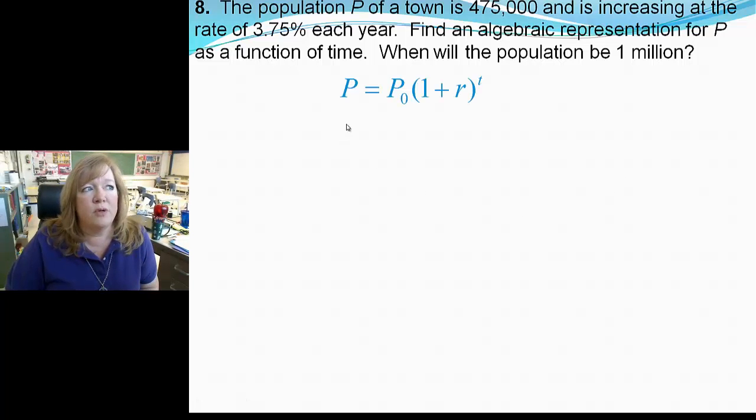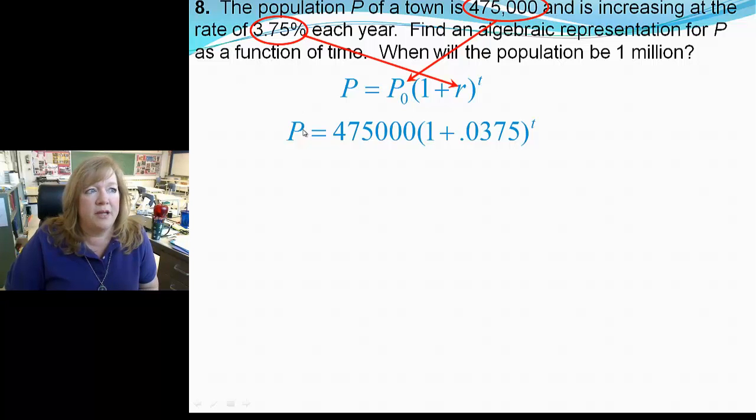So let's start with our formula. P equals P sub 0 times 1 plus R to the T. Really, you only have a couple things you have to pick out here. Right away, I get 475,000. That's our initial population. I plug that in for P sub 0. The rate is 3.75%, and it's going to be plugged in for R. We don't know T because we're being asked how long. So when we set this up, here's what we'd have: 475,000 times the quantity 1 plus 0.0375 to the T. You can write this 1.0375 to the T if you like.